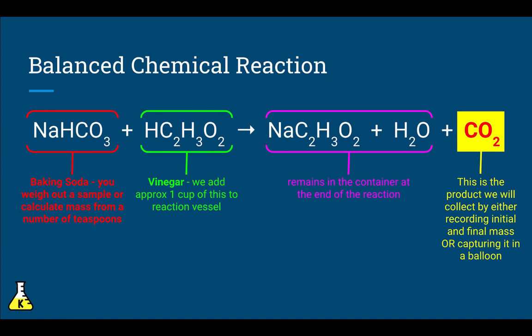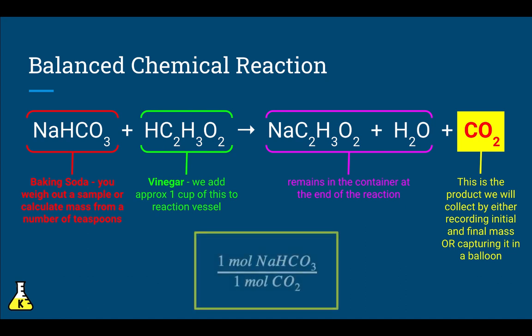Regardless of the procedure you're going to be working with, you're going to be doing exactly the same stoichiometry as everybody else. And that stoichiometry is going to be based off of the amount of sodium bicarbonate we start the reaction with and the amount of carbon dioxide we're expected to produce in the reaction. And we're going to need a mole-to-mole ratio that links the two of those together. Luckily for us, this is a very simple reaction that's easy to balance. It's a 1-to-1 mole-to-mole ratio. And we'll save that number for a little bit later on in the video.